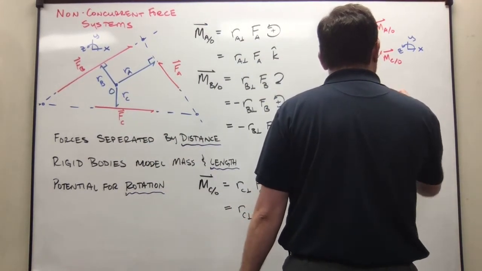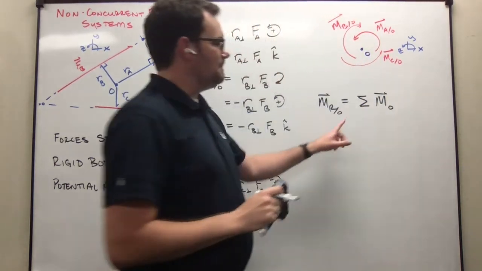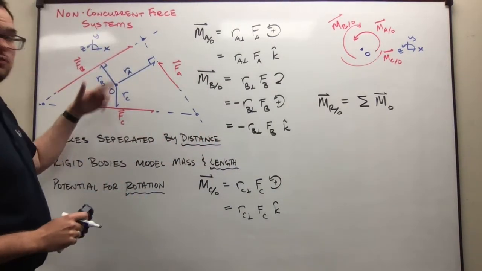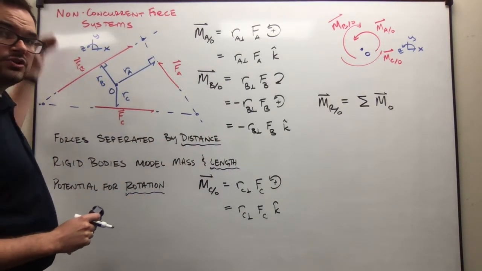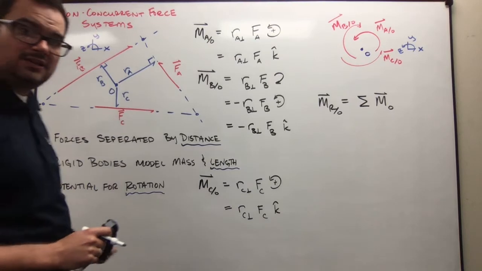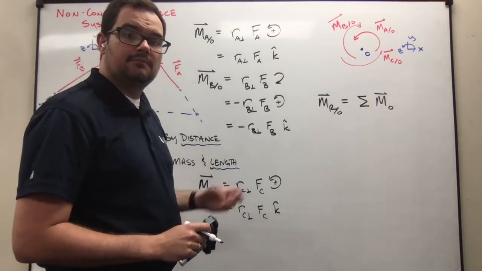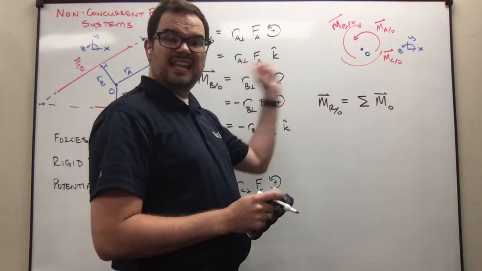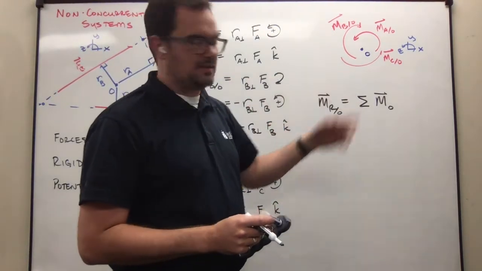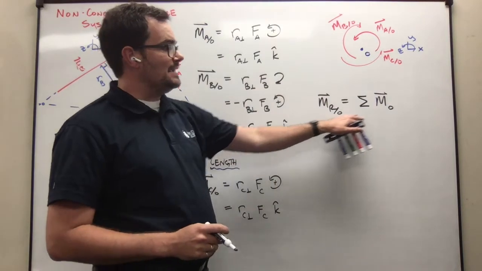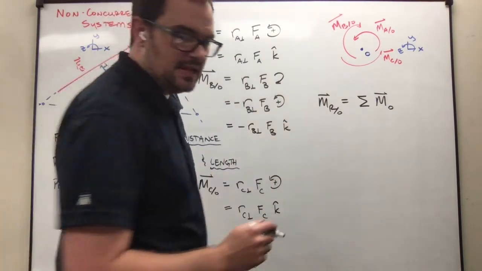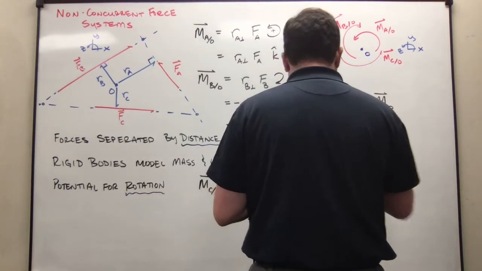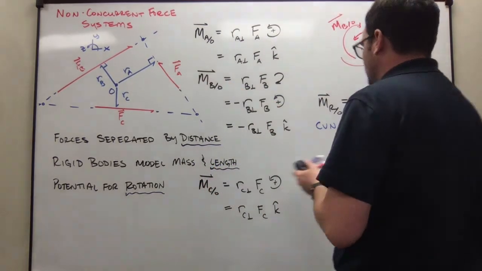The key being here, we have to keep in mind what our origin is. Because again, if we move our origin, we can pick any point we want. If we move our origin, all of our perpendicular distances would change and the magnitude of our moment would change. But our resultant moment would be the same between the two systems about some common point. So the idea here is we're going to sum up the moments.